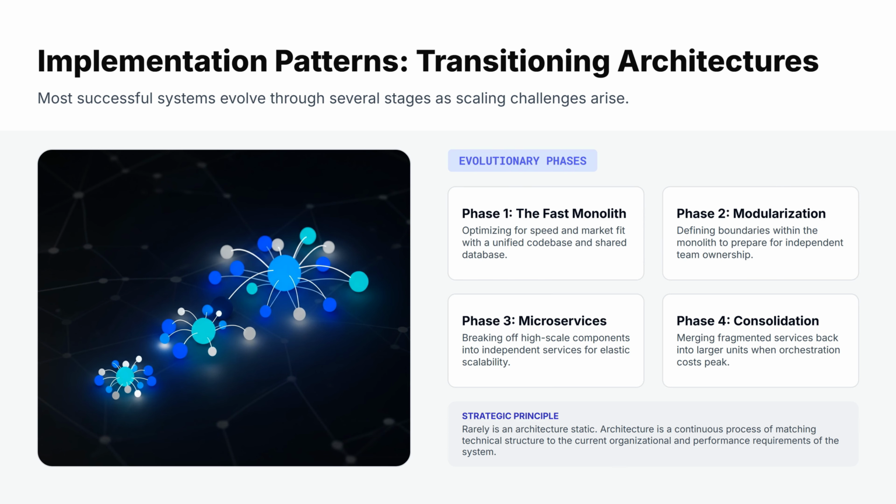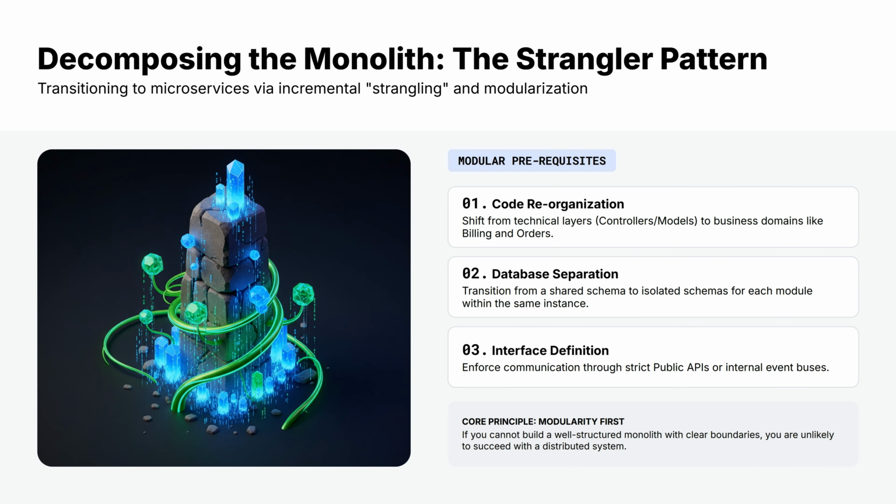Implementation patterns, transitioning between architectures. Rarely is an architecture static. Most successful systems evolve through several stages as the company grows or as scaling challenges arise. When a monolith becomes a liability, the transition to microservices should be incremental. The strangler fig pattern, popularized by Martin Fowler, is the industry standard approach.